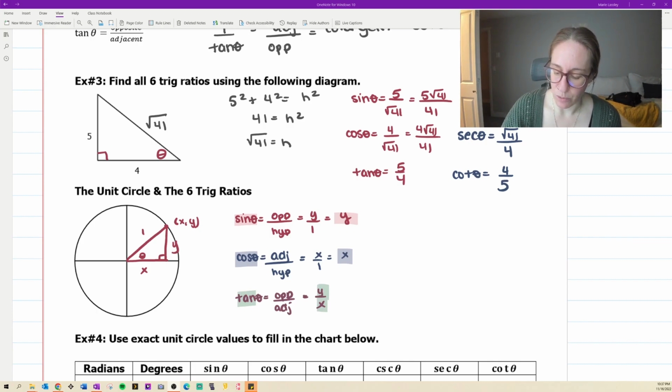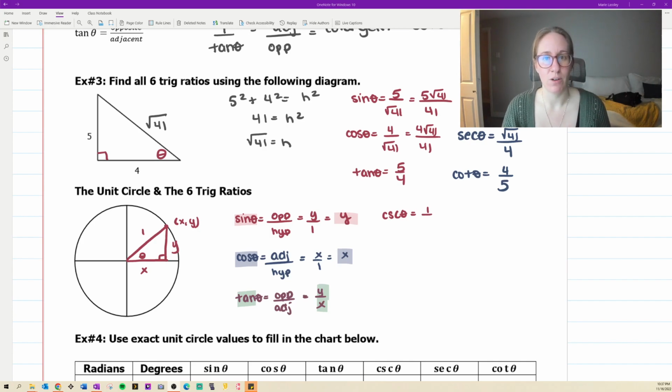Now, bringing in those reciprocal functions. Cosecant, since it is 1 over your sine value, is just going to be 1 over the y value. So you're just going to flip your y value upside down. Same thing is true for secant. It's going to be 1 over x. And last but not least, cotangent is just going to be x over y. So these are how all of your trig functions work on our unit circle.